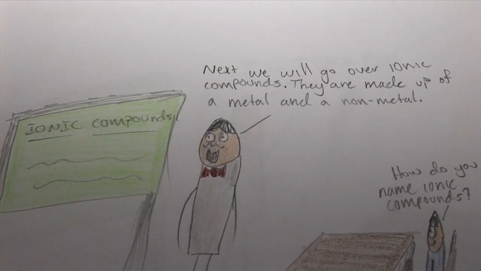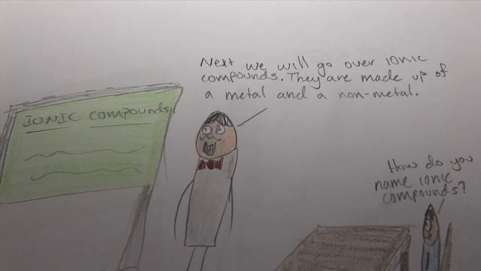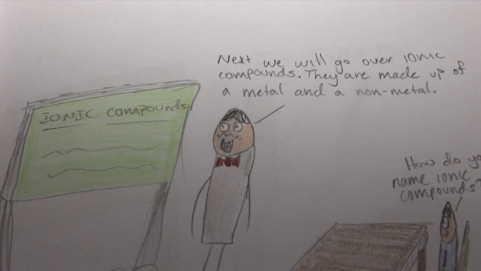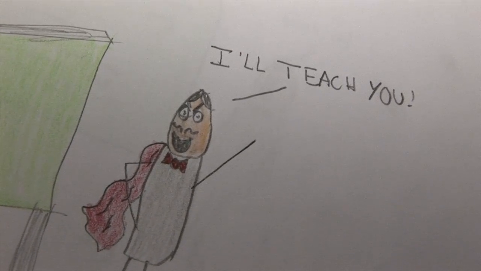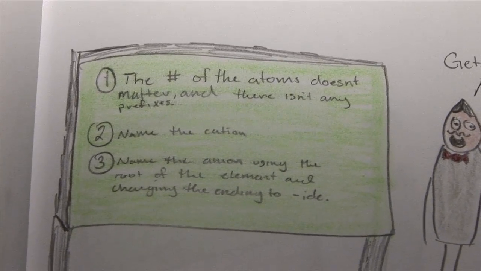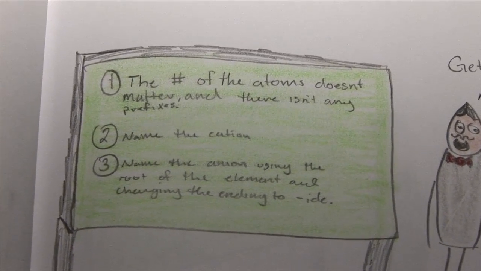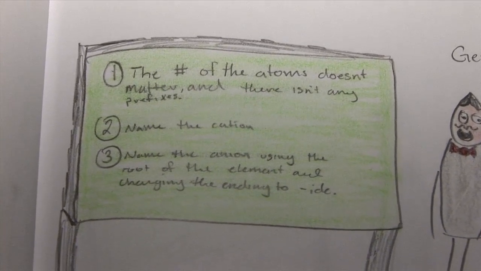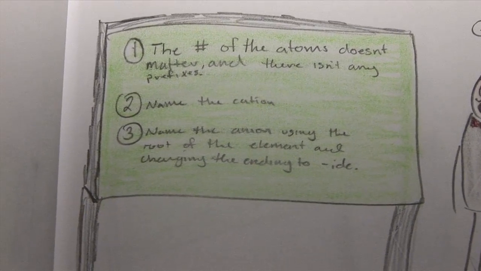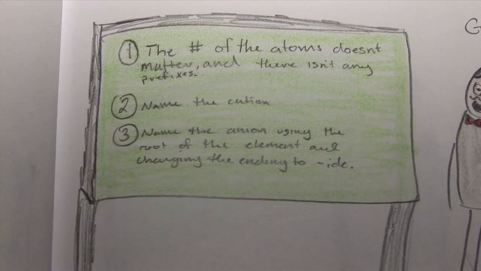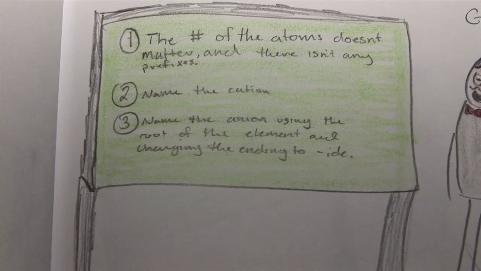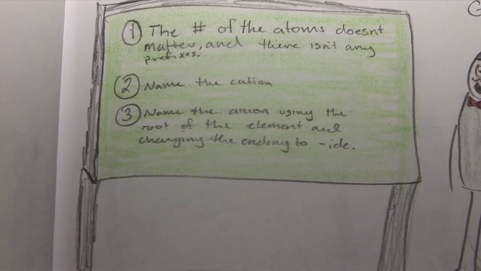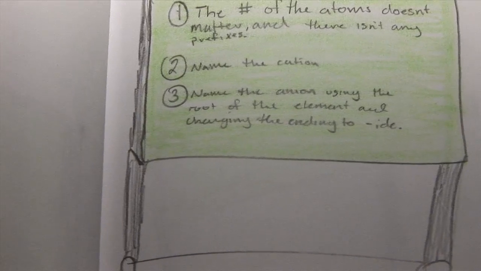Next, we'll go over ionic compounds. They're made up of a metal and a nonmetal. How do you name ionic compounds? I will teach you. Yay! Number 1. The number of atoms doesn't matter, and there aren't any prefixes. Number 2. Name the cation. Number 3. Name the anion using the root of the element and changing the ending to IDE.